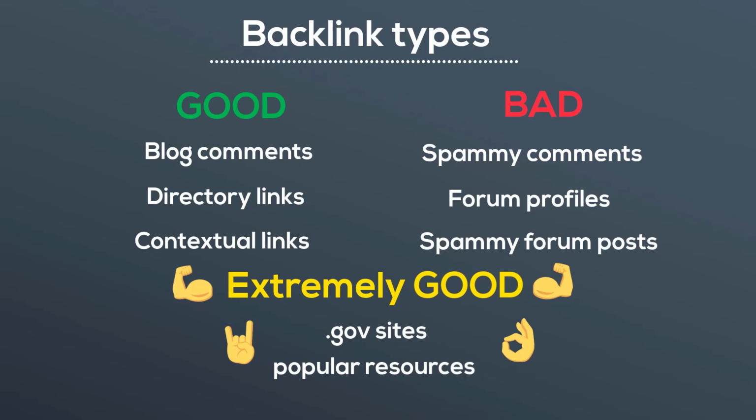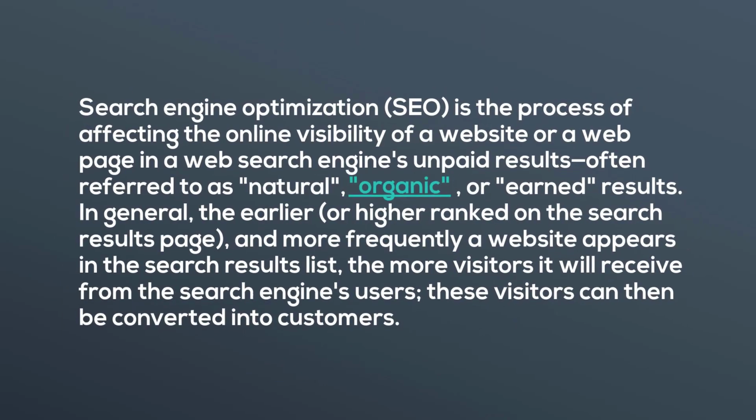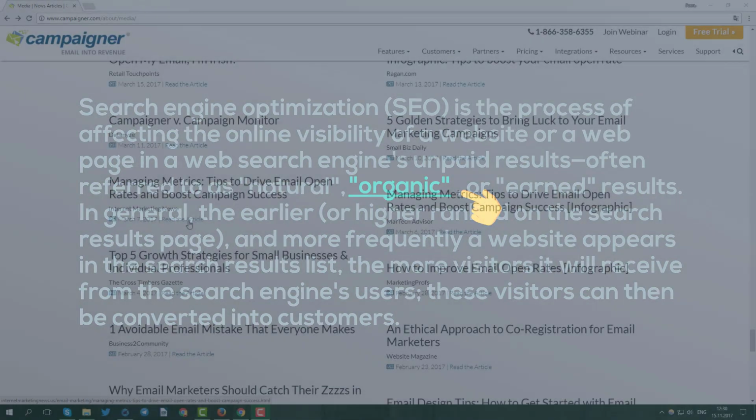Links from .gov sites or some popular resources like Forbes.com are a big advantage. Also, it'll be great if the links are in articles and look organic, and the text doesn't seem generated.